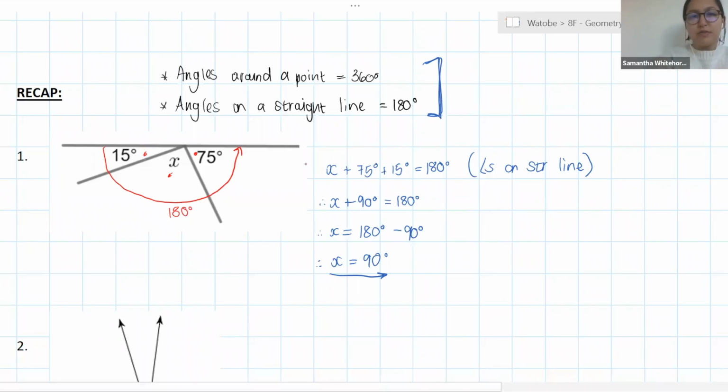So this is sort of the reason why I've made the first statement. And remember, we've got that reason there that we always have to have. So I know if I say x plus 75 plus 15, I must get 180. From there, we just go and solve for x.